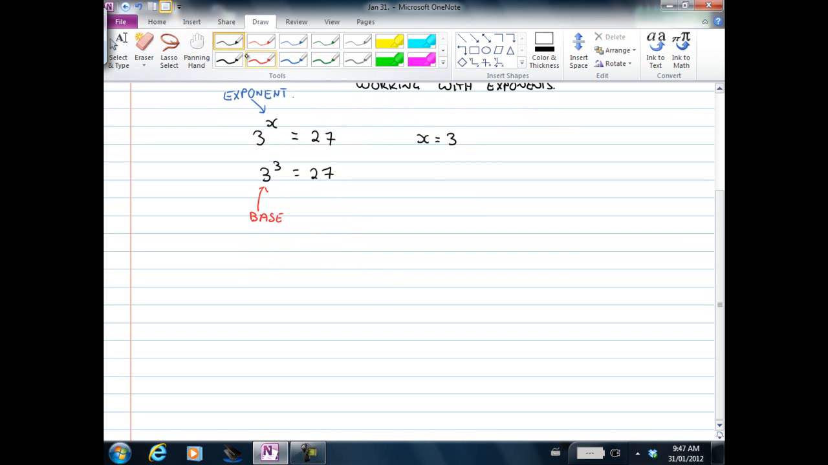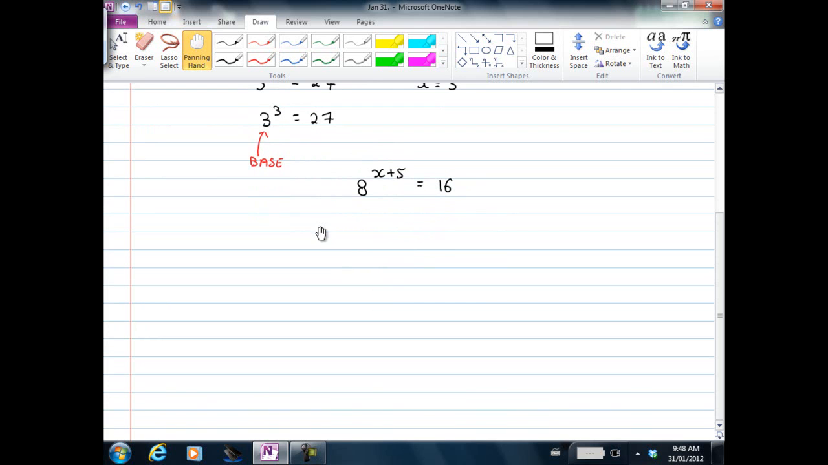Here's how it works. Let's say I give you this: 8 to the power of x plus 5 equals 16. This question becomes a lot more challenging because some of you say, Miss, how do I know what times the power of 8 goes to 16? See, this is challenging because you're so used to working with the concept of 3 to the power 3 equals 27. The proper way of thinking about this is how to solve exponents.